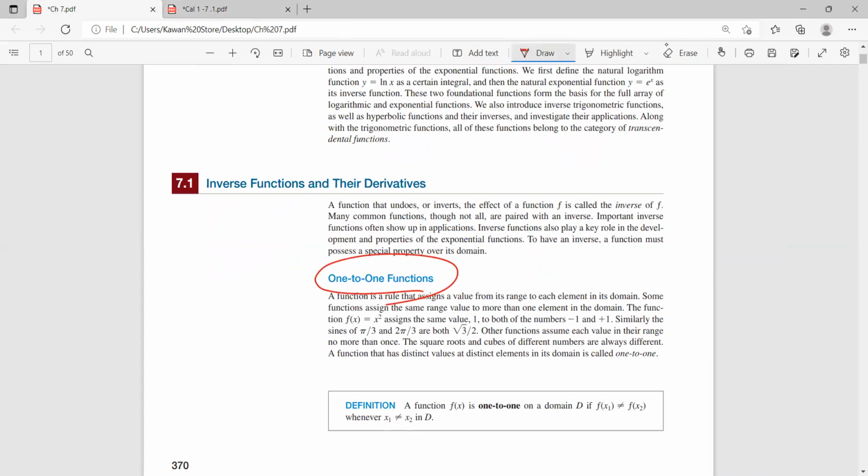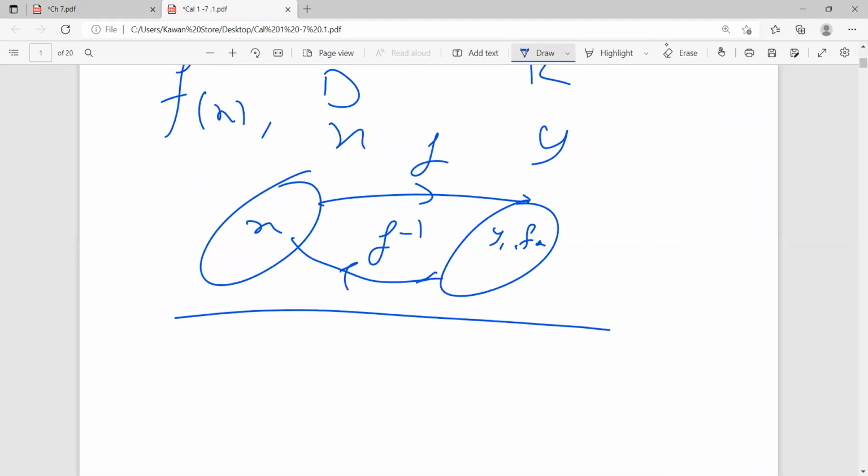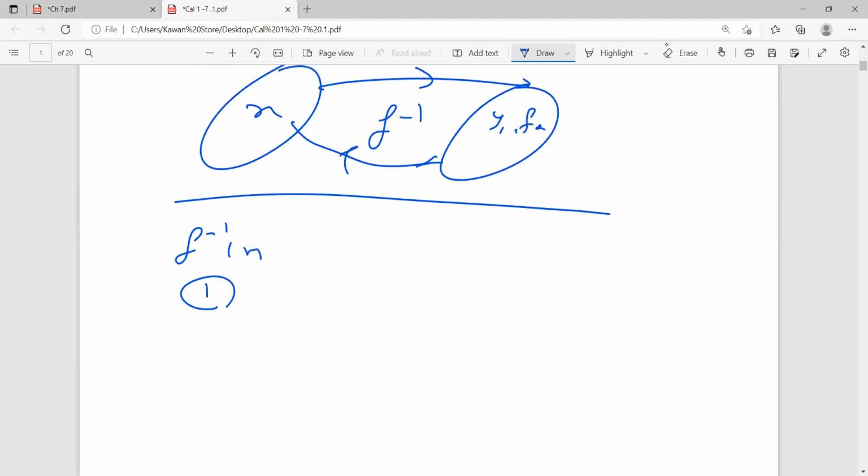So we need another concept, the one-to-one function. We need that concept because if you are going to talk about f inverse, the first condition to have an inverse is that f should be one-to-one. I don't say maybe or may not. I say should be one-to-one. So the function should be one-to-one.